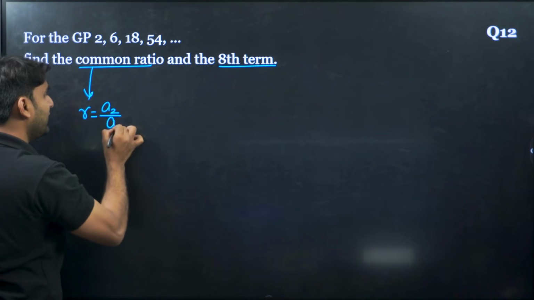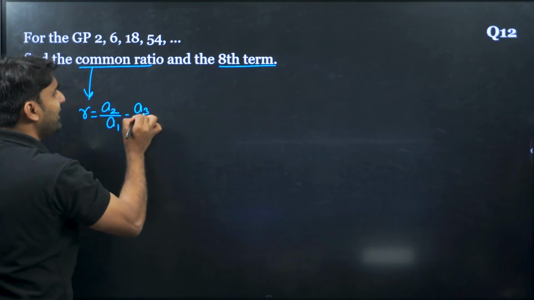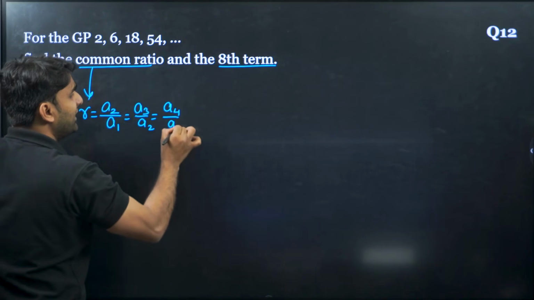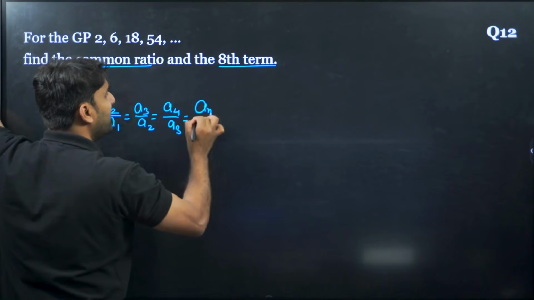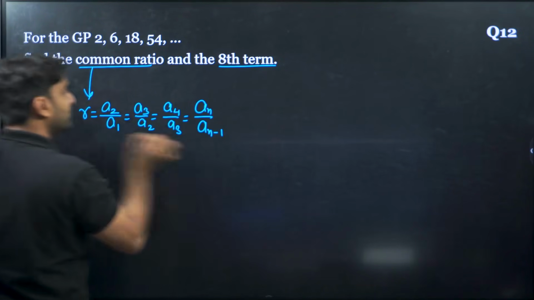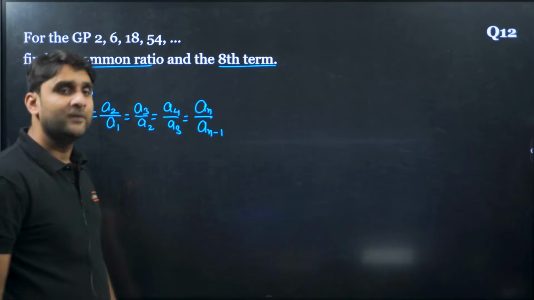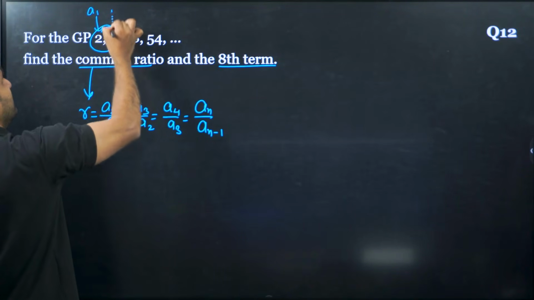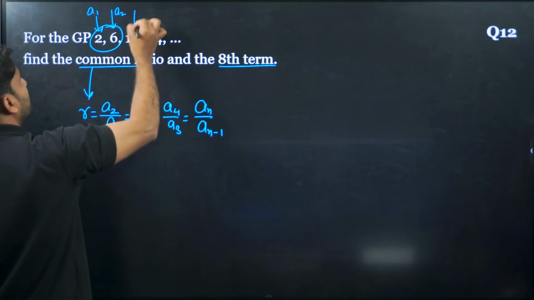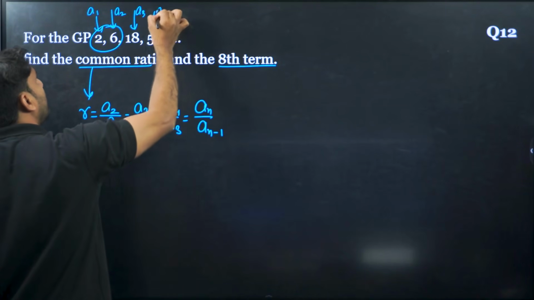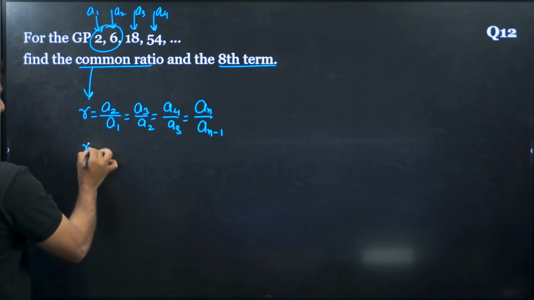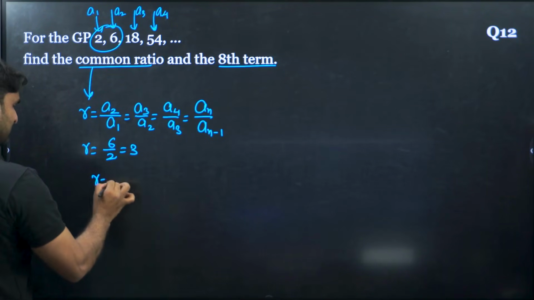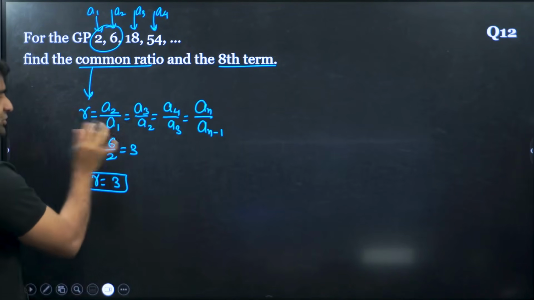So a2 divided by a1, or you can divide a3 divided by a2, or a4 divided by a3, or you can divide an divided by an minus 1. This is the formula for common ratio. So you can take any pair. This is a1, this is a2, this is a3, this is a4. So let's take r is equal to a2, which is 6, divided by 2. This is 3. So r is equal to 3. Answer: common ratio is 3.